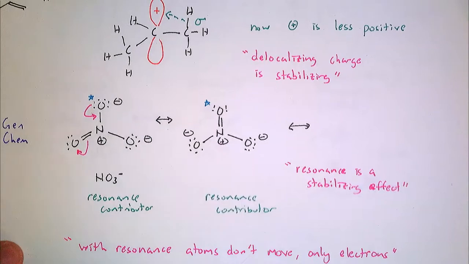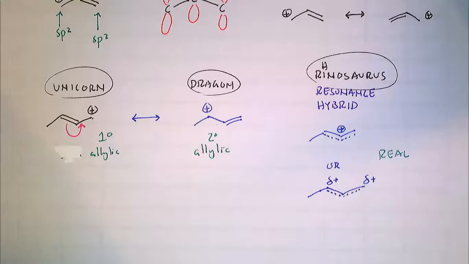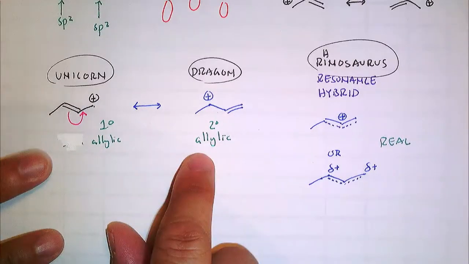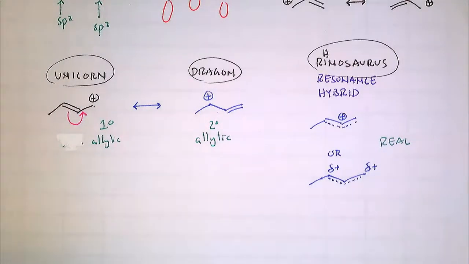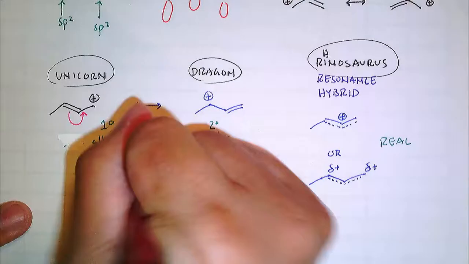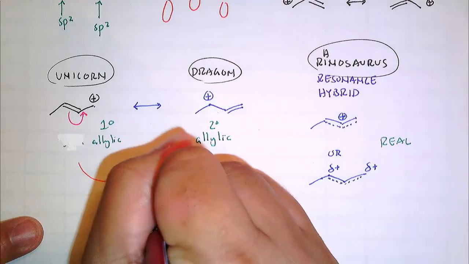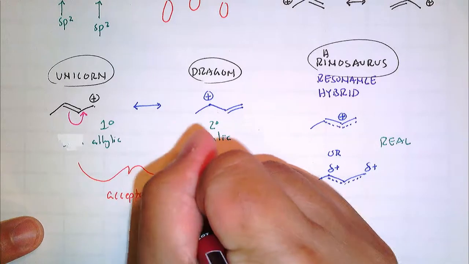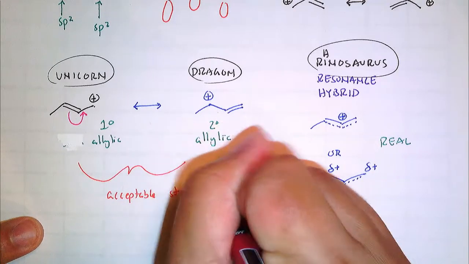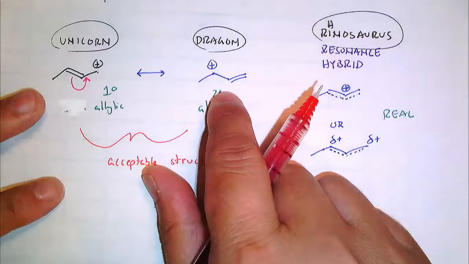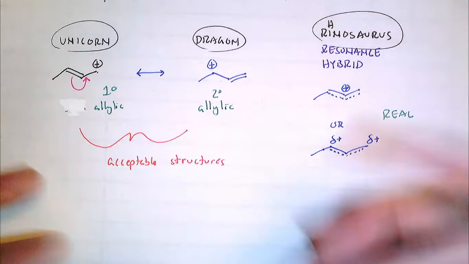1.33. Okay. Don't worry about that. We're not doing bond order in organic, but we do need to know that, again, these don't really exist. It's a hybrid that exists. But even though these don't exist, these are acceptable structures. Acceptable line structures, or if we drew out all the letters, acceptable Lewis structures.